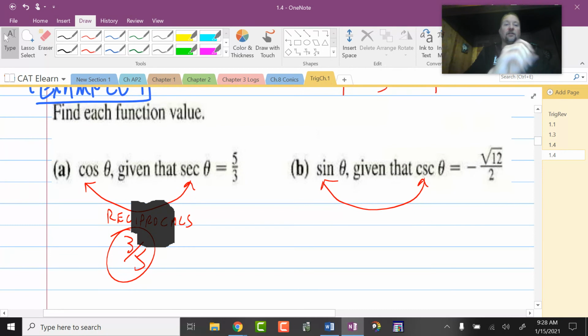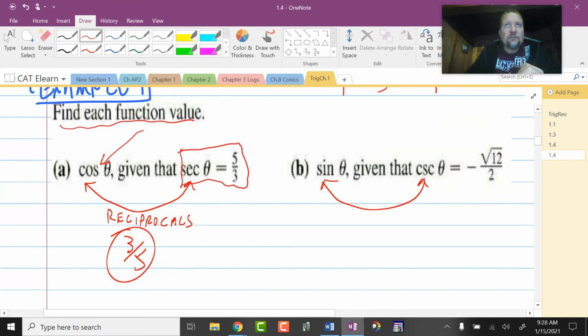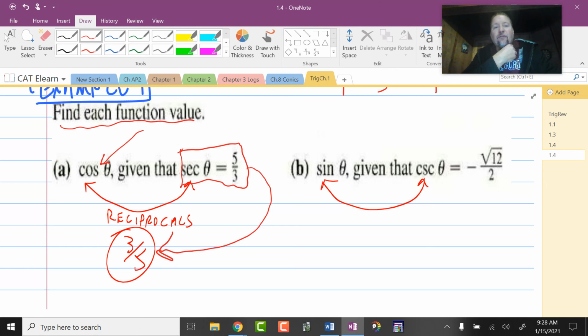But we can't answer questions like this now. I was trying to hide that answer. So look at what it says: find each function value. Find cosine of theta if secant of theta is 5/3. Well, they're reciprocals of each other. So if secant's 5/3, cosine's 3/5. Ain't no thing. Chicken wing. So wait a minute, give you a chance to write. I see a lot of note takers here. I know it's hard to look up, down, and also listen to me.